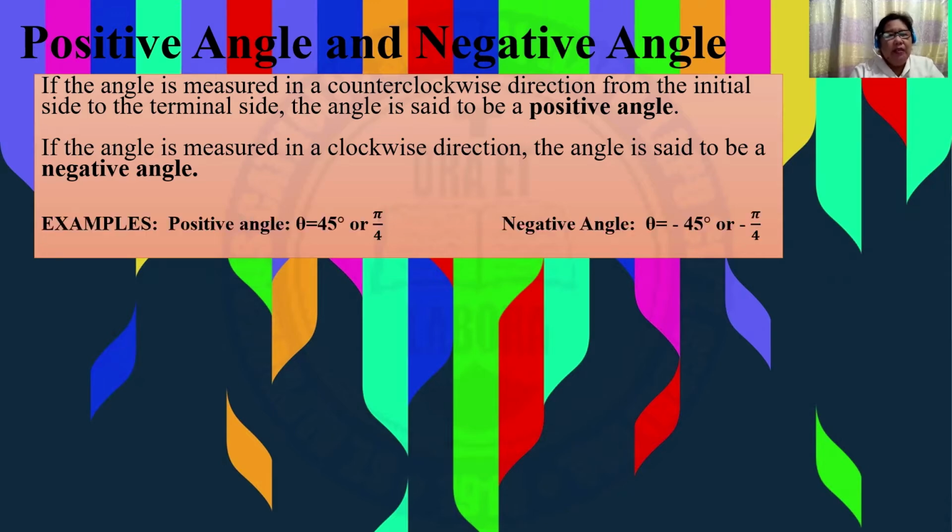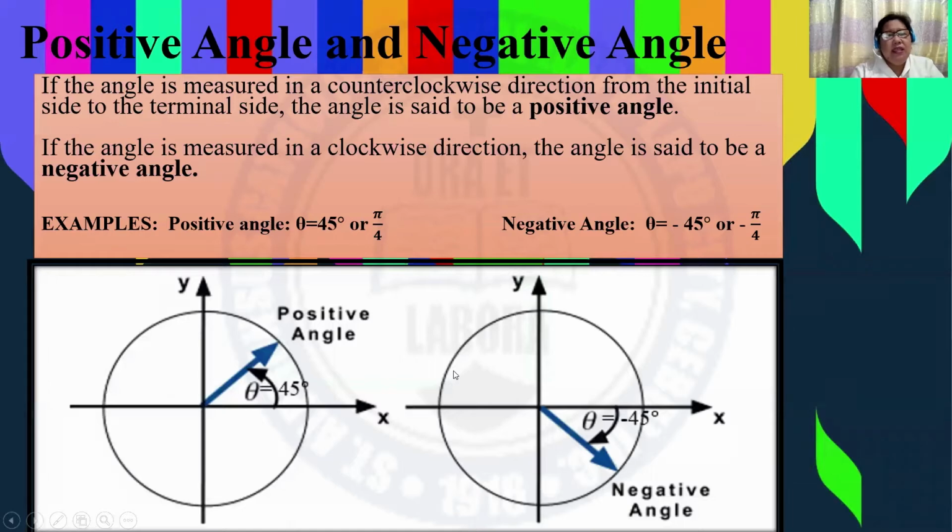For example, a positive angle equivalent to 45 degrees, and by this time we use theta to represent an angle. 45 degrees is equivalent to pi over 4. And also we have a negative angle which is equivalent to negative 45 degrees, or simply negative pi over 4. And this is the illustration.